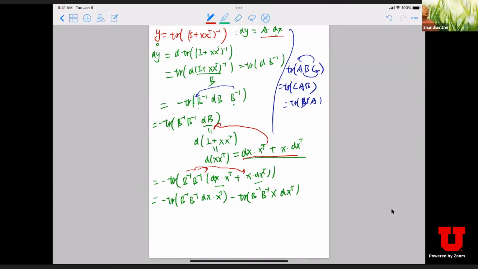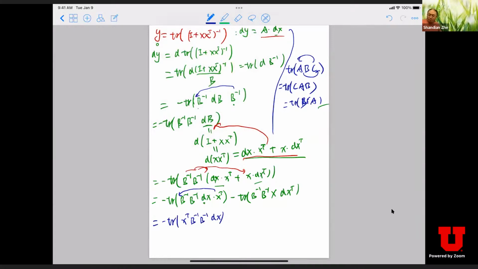So now let us look at these two terms one by one. The first term, this dx, again, is in the middle, which is kind of annoying. I'm gonna use this rotation property of trace operation again. I'm gonna move x transpose to the leftmost. So it immediately gave me minus trace x transpose b inverse dx, right? That's the first term.